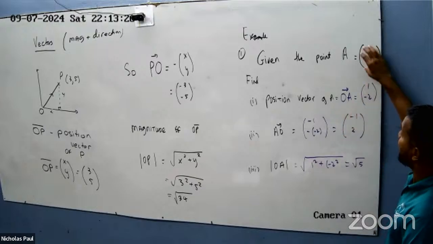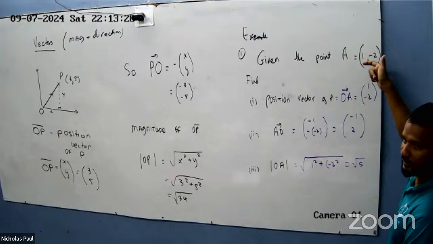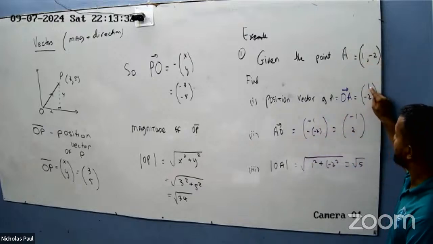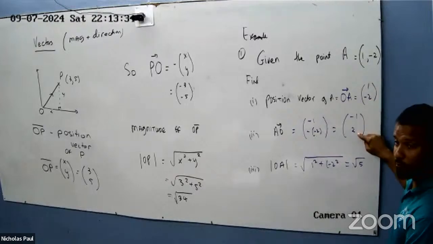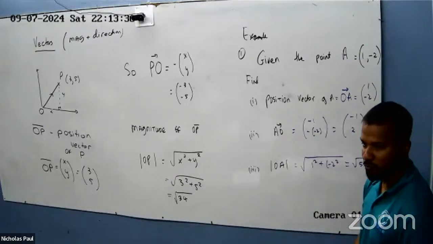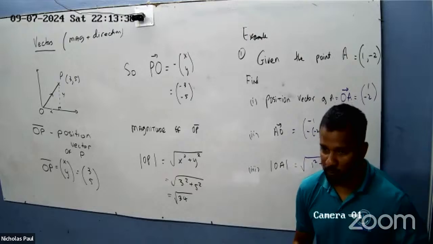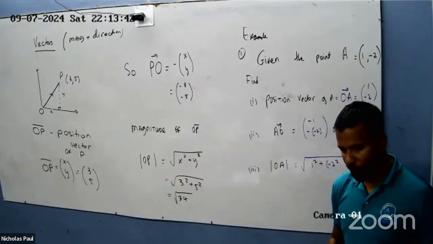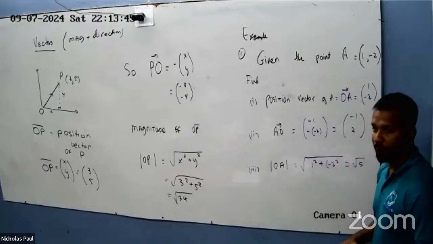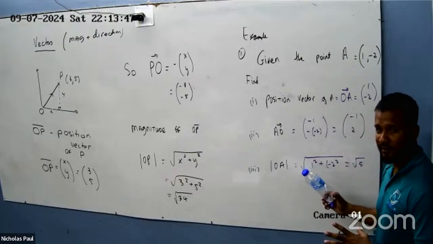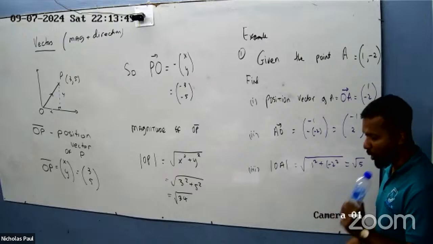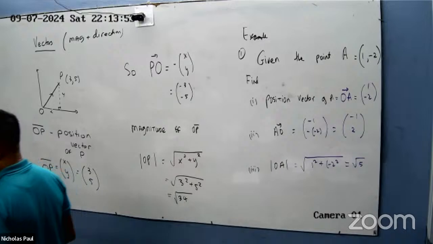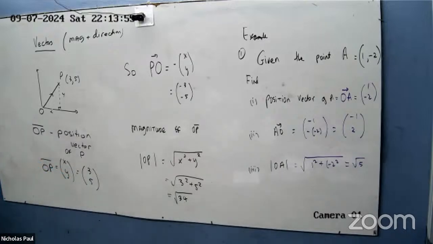So instead of writing it horizontally, let's write it vertically. To get AO, change the signs. So it's minus 1, plus 2. And then for the magnitude, just square root it out. Okay? I believe you're okay with this. I'm going to give you one more just to make sure we grasp that part of it.